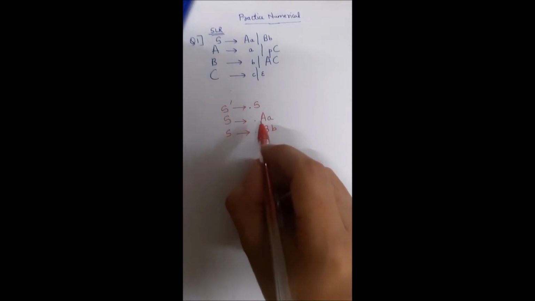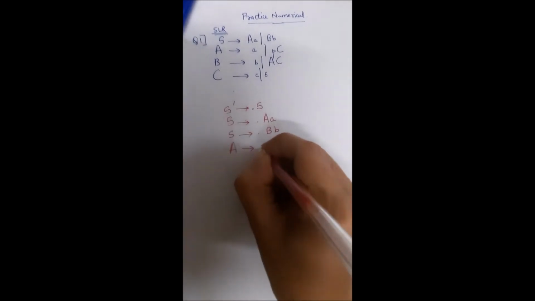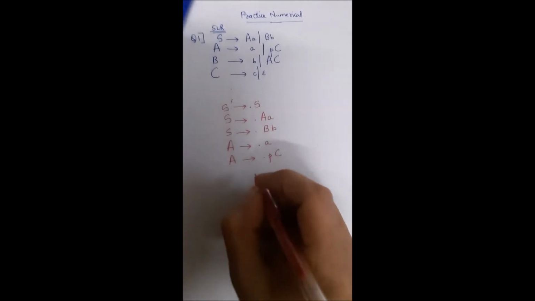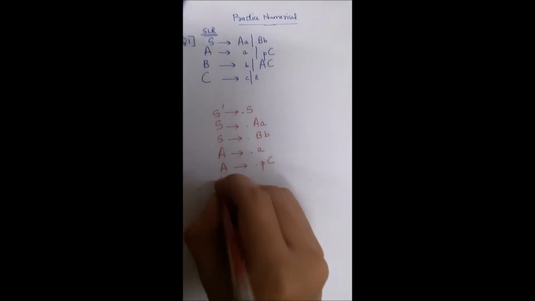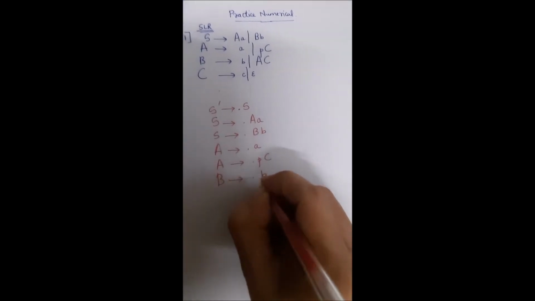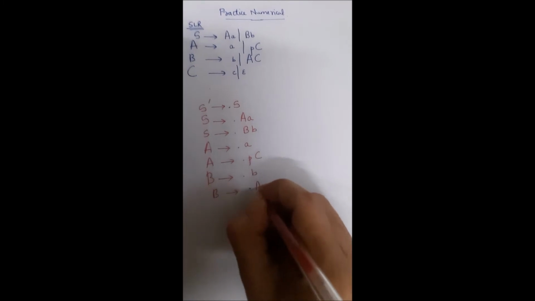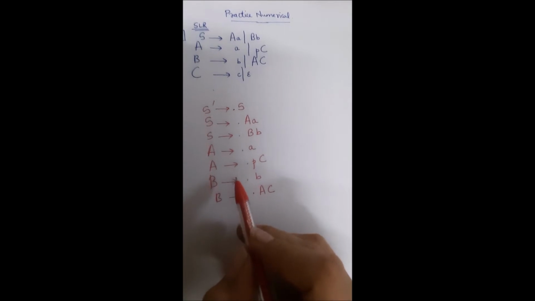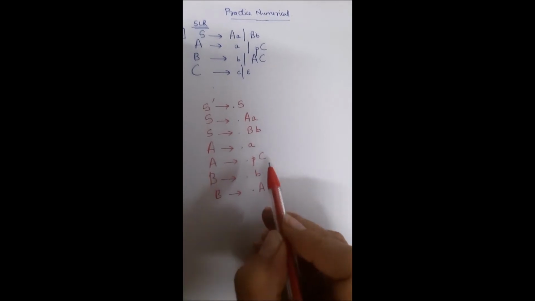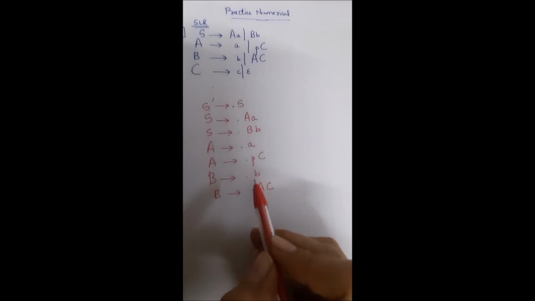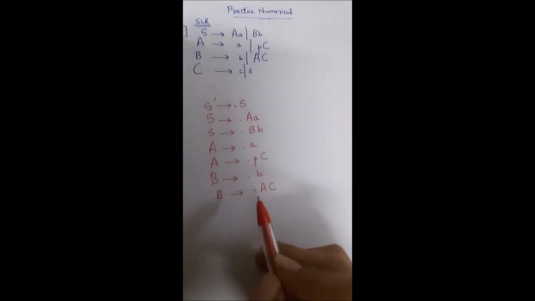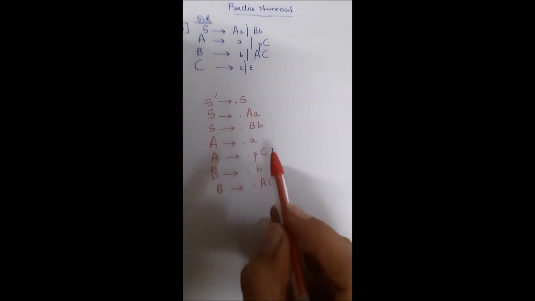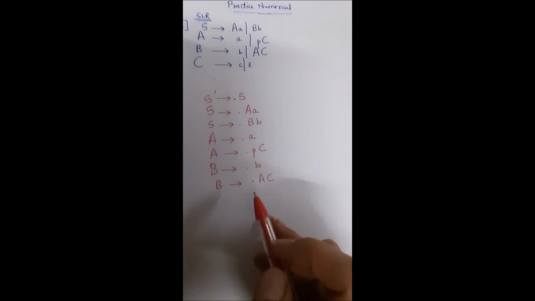Now see dot of capital A, so we will add the production rules corresponding to capital A. Then there is dot of capital B, so we'll add the rules corresponding to capital B. Okay, dot of a, nothing has to be done. Dot of c, nothing has to be done. Dot of small b, nothing has to be done. In B, there is dot of capital A, so we have already added capital A production rules here, so we need not do anything.